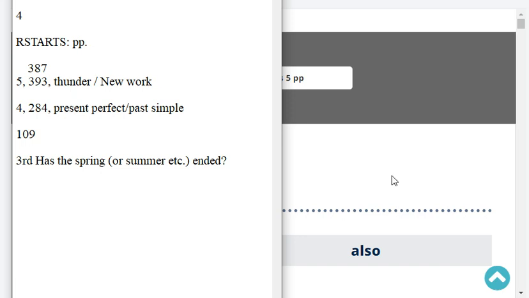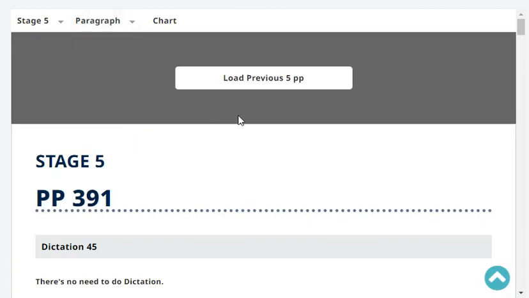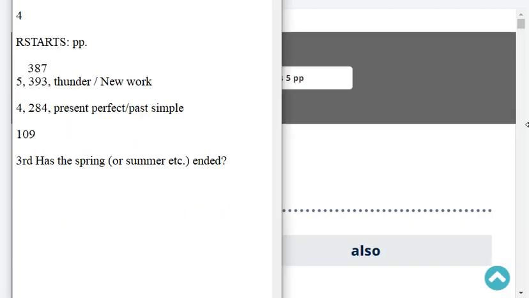Page 5, paragraph 393. Okay, and our last head word was thunder, new word type of question. Let's start with revision.